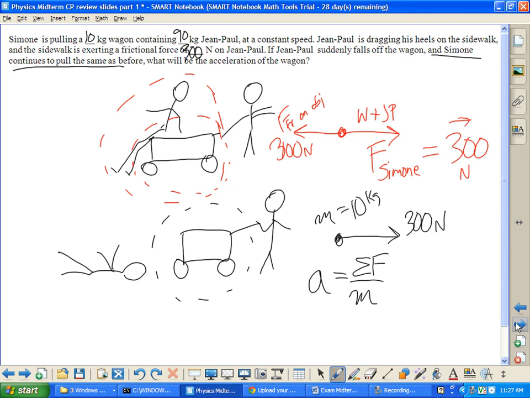So the acceleration would be 30, whatever that works out to be, meters per second squared? Kilograms. Okay. So there's no other force in the other direction. No information about it. It doesn't say anything, so you just assume that it's not.